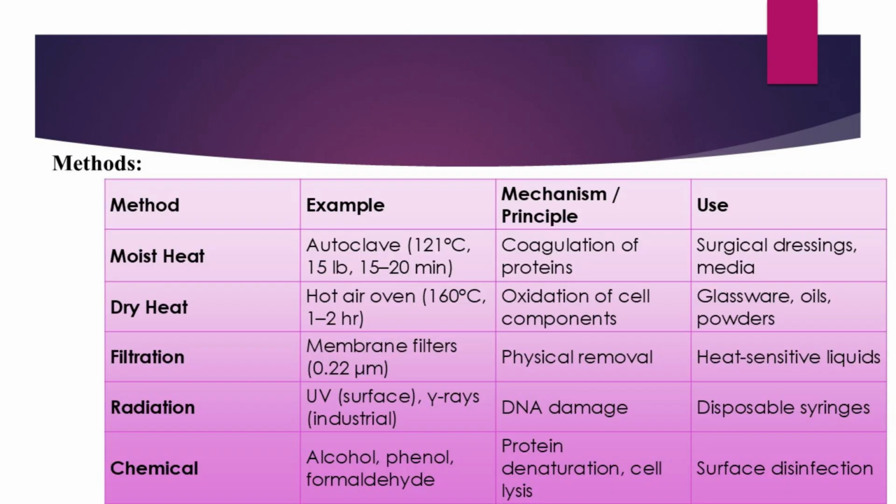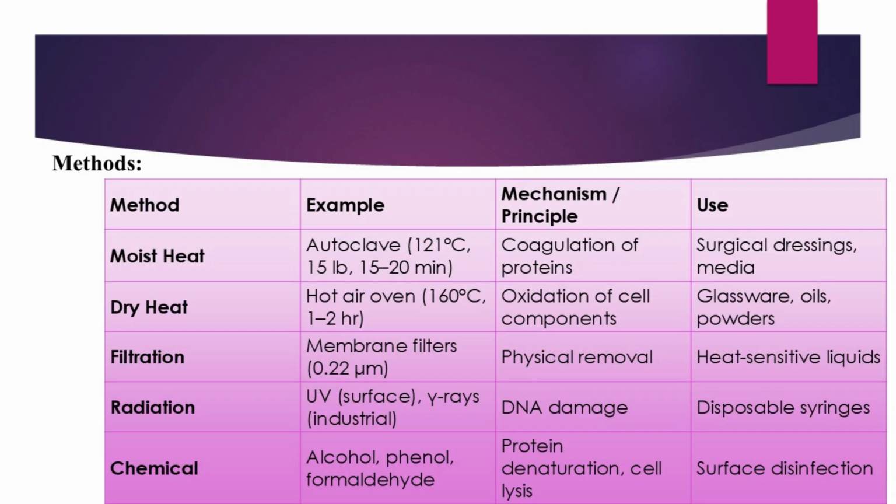Sterilization methods. Moist heat. Example: autoclave, 121 degrees Celsius, 15 pounds, 15 to 20 minutes. Mechanism: coagulation of proteins. Use: surgical dressings and media. Dry heat. Example: hot air oven, 160 degrees Celsius, 1 to 2 hours. Mechanism: oxidation of cell components. Use: glassware, oils, and powders.